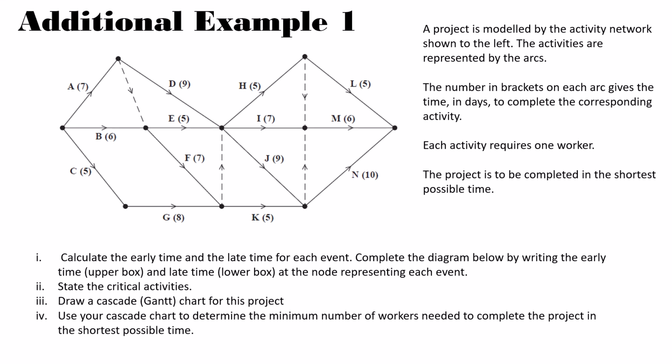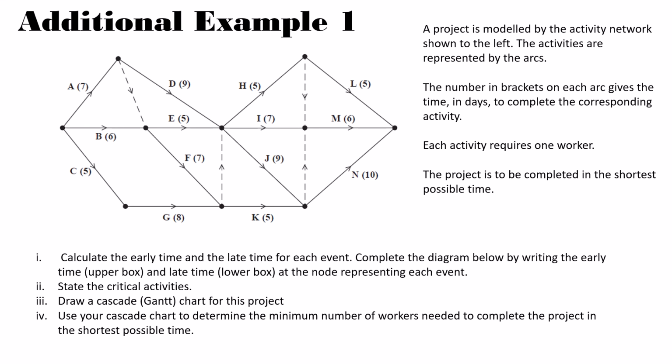So this is additional example 1, which is looking at some things that have yet to be asked on the Leaving Certificate paper up to June 2024. So the project is modelled by the activity network shown on the left. The activities are represented by the arcs. The number in brackets on each arc gives the time in days to complete the corresponding activity. Each activity requires 1 worker. The project is to be completed in the shortest possible time.